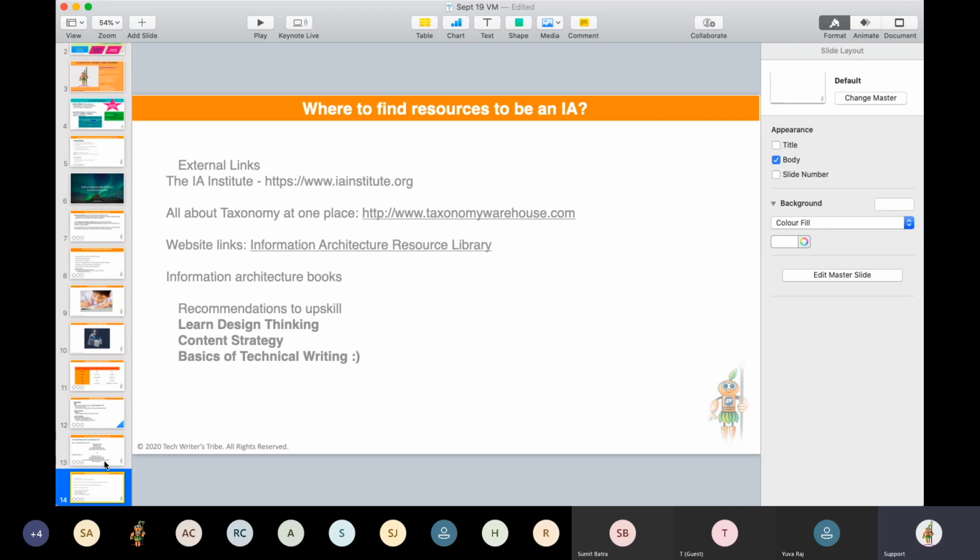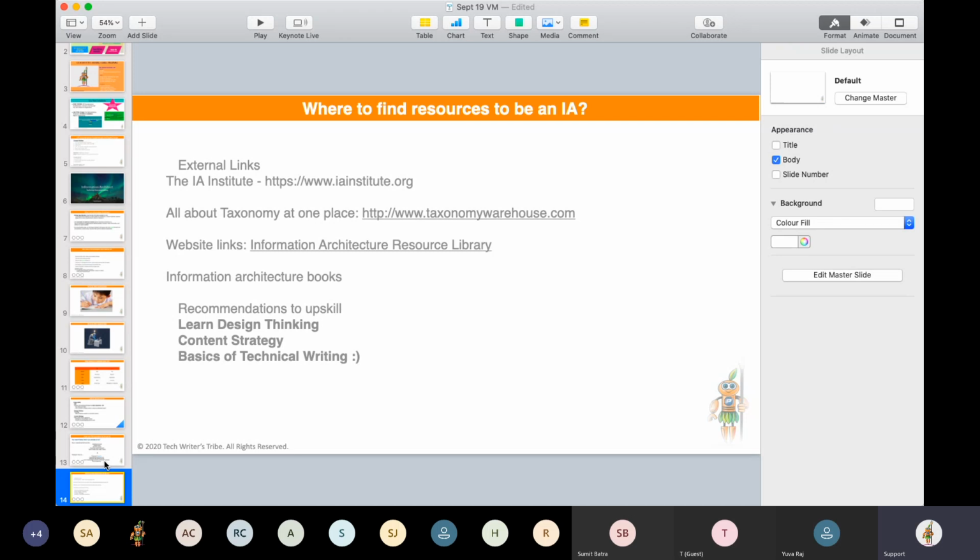But then, like you see in this slide, where to find resources. On top, you will see the external links where you can go and study. But see the recommendation part, recommendation to upskill. Learn design thinking, content strategy, fair enough. But remember the last point, the most important point, basics of technical writing.